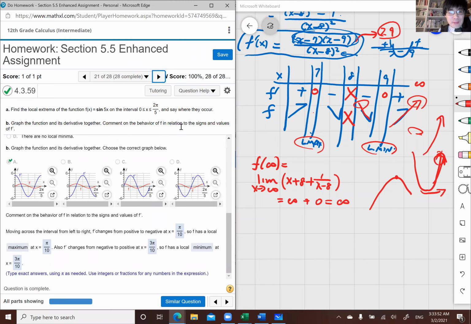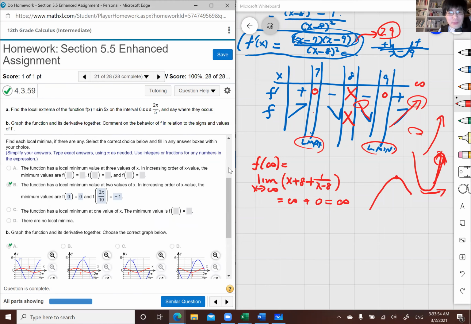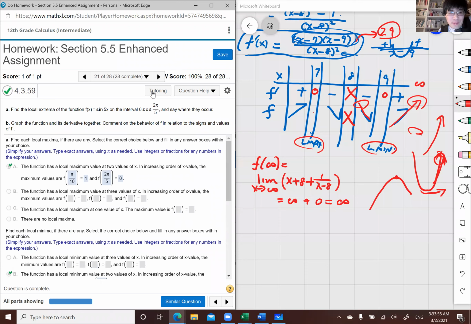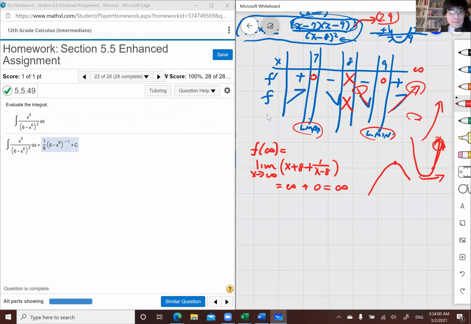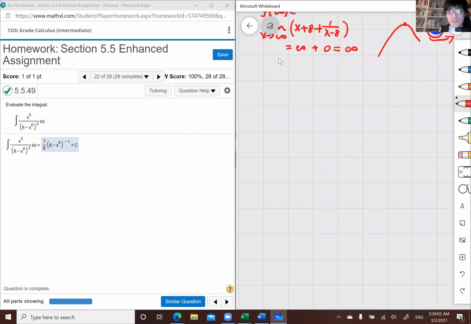Well, this is another review problem, so I'm not going to explain here, okay? This is a very simple problem. Integral of x to the power 5 over 6 minus x to the 6 squared. Well, you see that the derivative of this one is here.